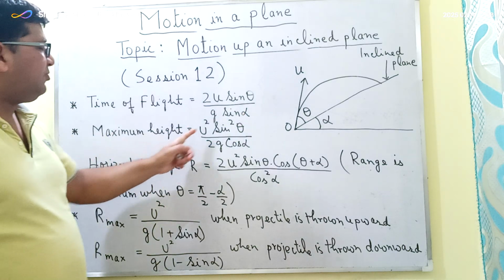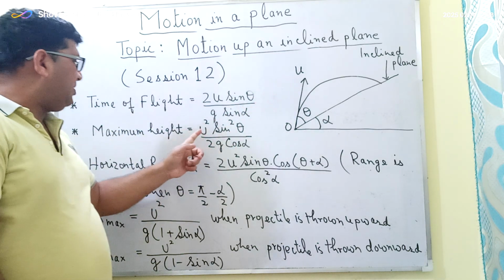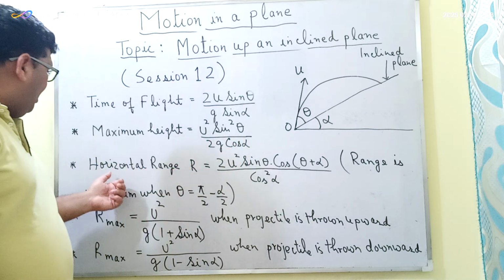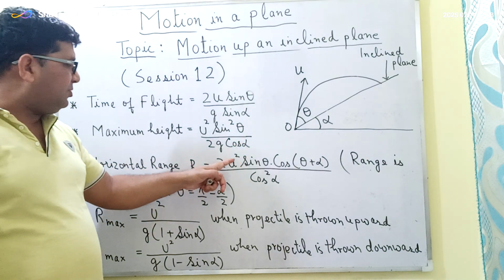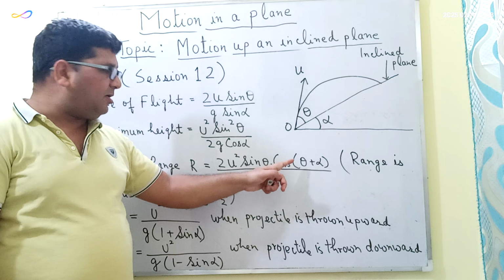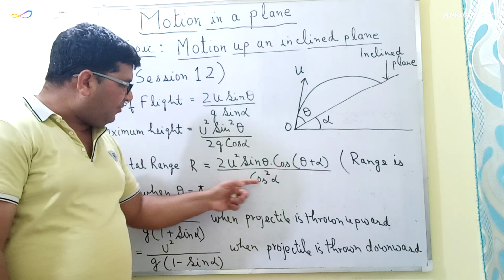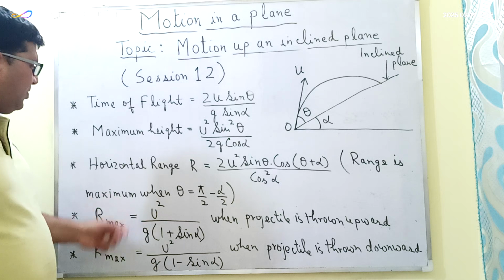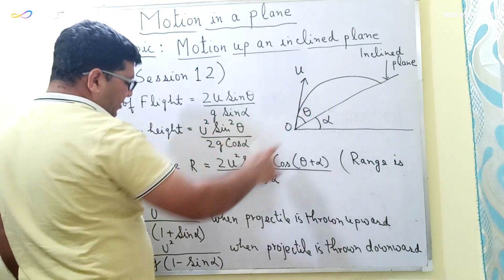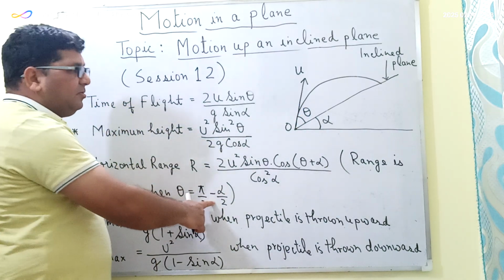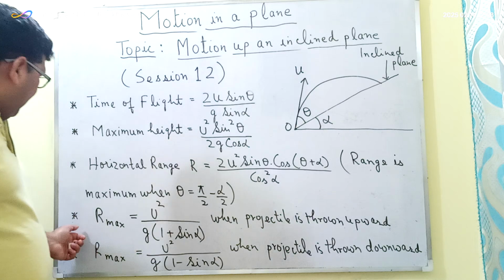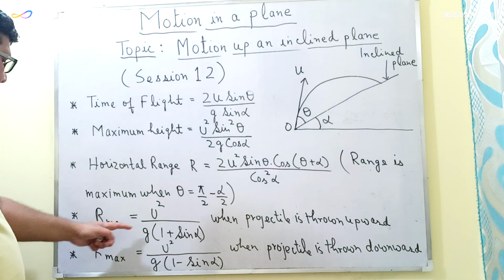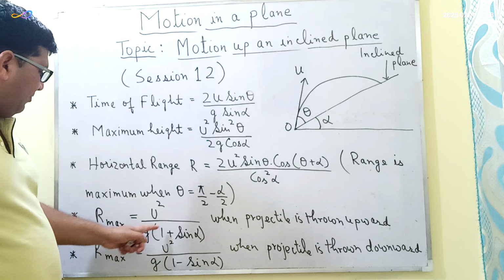The maximum height which will be attained by this projectile will be equal to u square into sin square theta divided by 2g cos alpha. The horizontal range will be equal to 2u square sin theta multiplied by cos in bracket theta plus alpha divided by cos square alpha, and the range will be maximum when this theta is equal to pi by 2 minus alpha by 2.